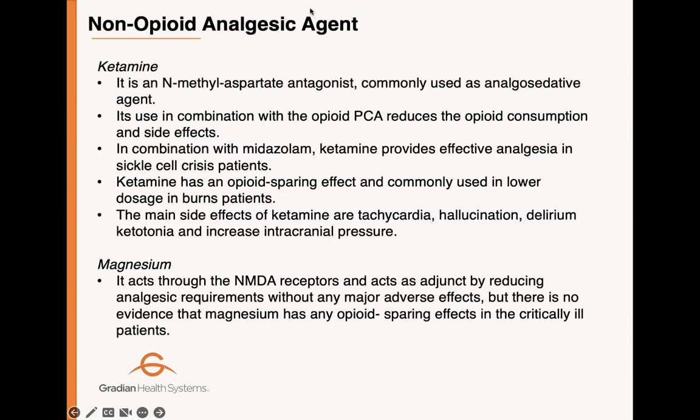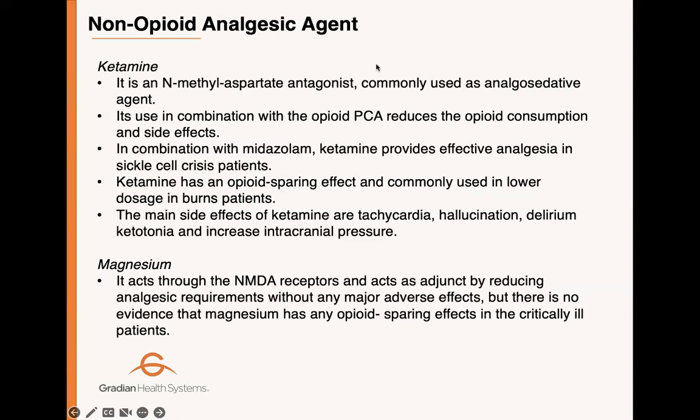So the analgesia dose is 0.5 milligram per kilogram IV, or you can give 5 to 10 milligram if you are going for IM. There is also an oral preparation for ketamine, which for patients that are first time, you can give them a 10 to 30 milligram oral preparation of ketamine.